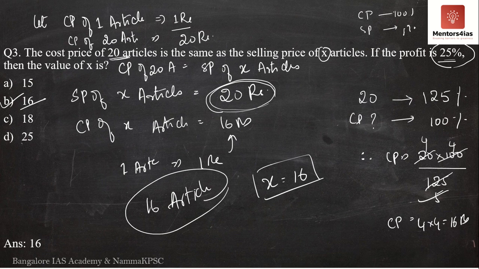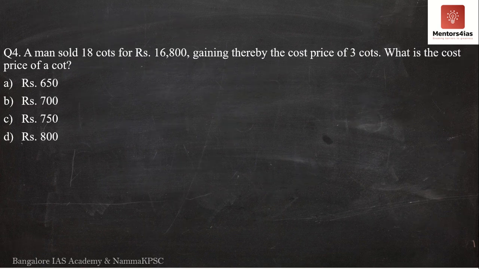So now let us move on to the next question, that is question number 4. Now what does question number 4 say? A man sold 18 cots for rupees 16,800, gaining thereby the cost price of 3 cots. What is the cost price of a single cot?